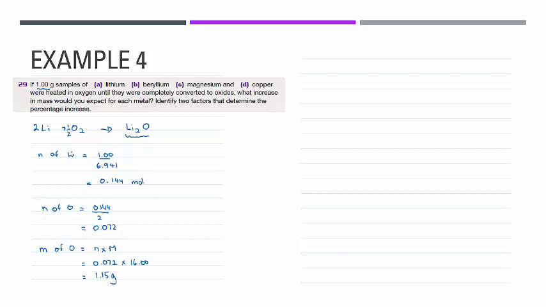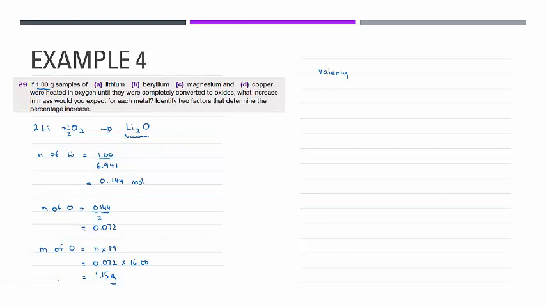Okay. Now, the second part of the question, they've asked you to identify 2 factors that determine the percentage increase. Well, one important factor is the valency of the metal. So in the case of lithium, it's got a valency of 1. That means that for each lithium atom, only half an atom of oxygen is going to be added on, because they're in a ratio 2 to 1. Okay? Whereas magnesium, the ratio is going to be 1 to 1. So the valency of the metal is important.